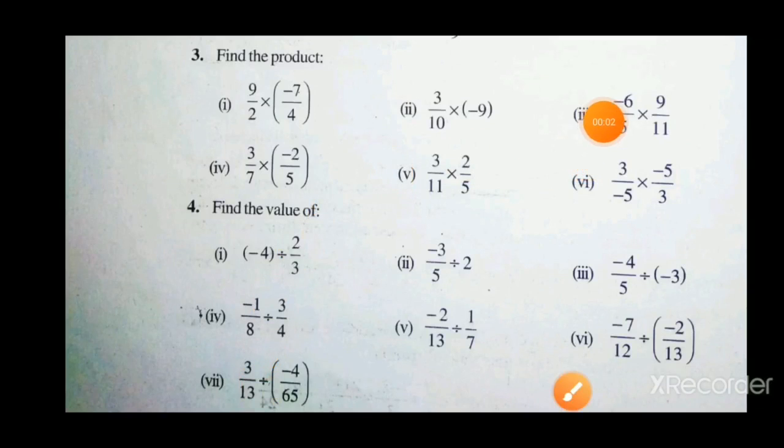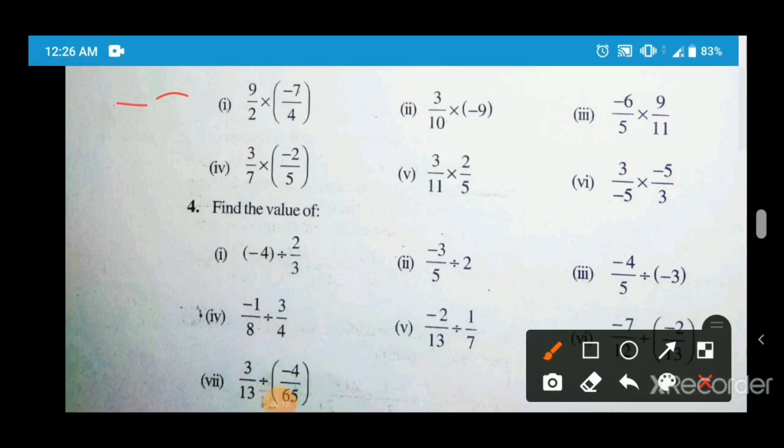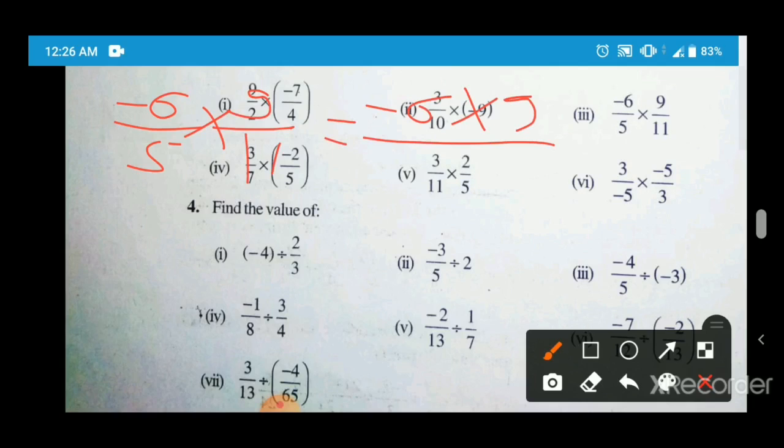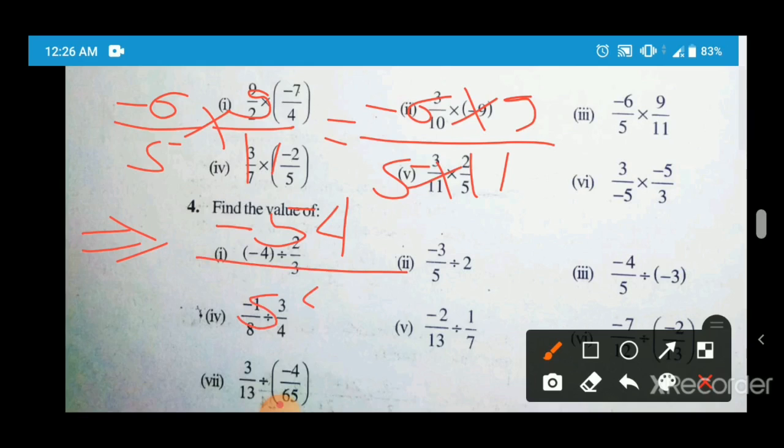Now the third part: minus 6 upon 5 multiplied by 9 upon 11. We are going to calculate the product of these two fractions. So first we write minus 6 upon 5 multiplied by 9 upon 11. This is equal to minus 6 multiplied by 9 upon 5 multiplied by 11. It shows that 9 6s are 54, it is minus 54, and 11 5s are 55. So this is our answer of part third of question 3.